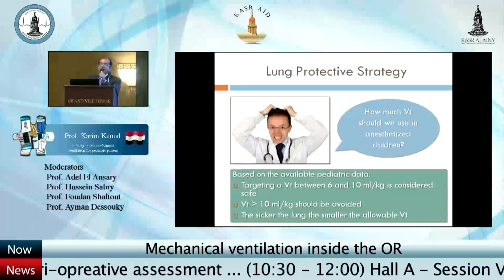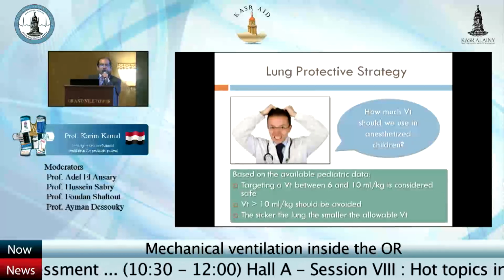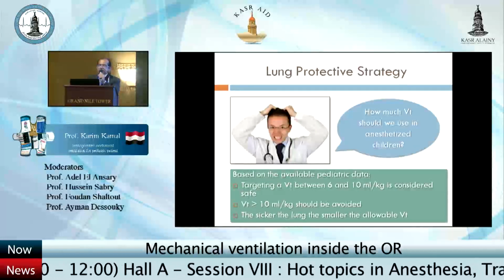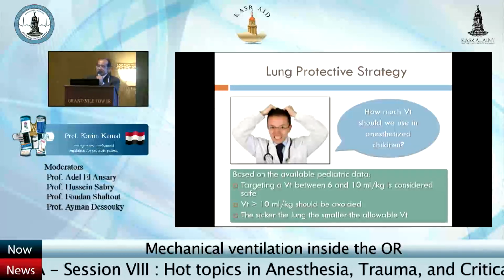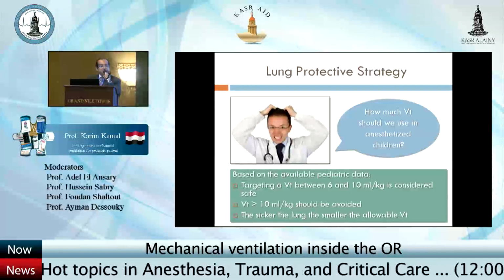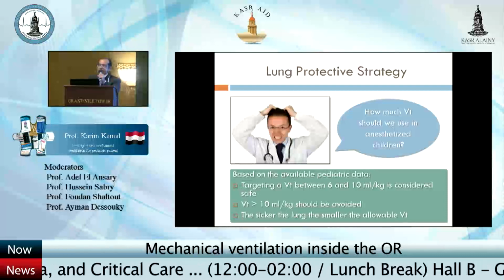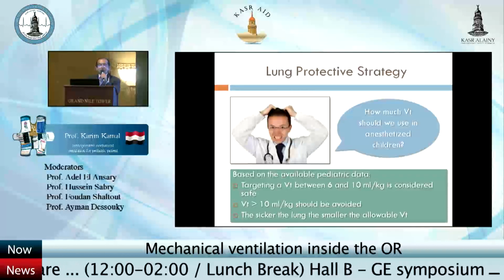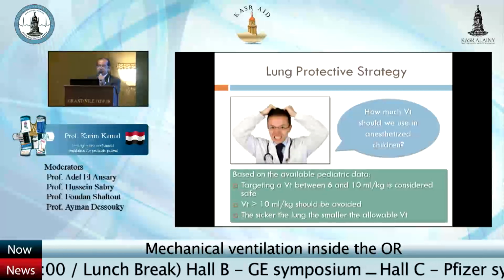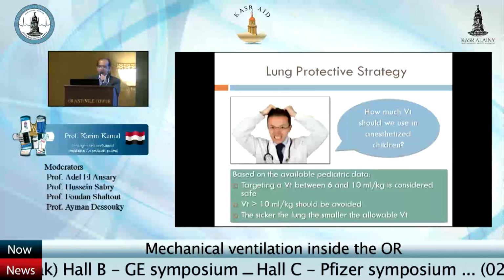Well, based on the available pediatric data, which is not very much, targeting a tidal volume between 6 and 10 milliliter per kg is considered safe. A tidal volume of more than 10 milliliter per kg should be avoided, but you have to remember that the sicker the lung, the smaller the allowable tidal volume.